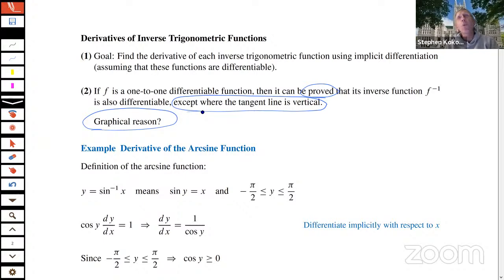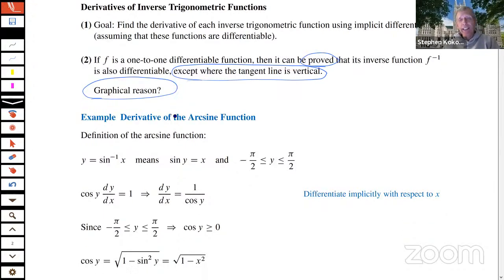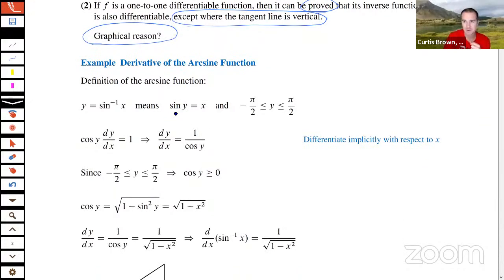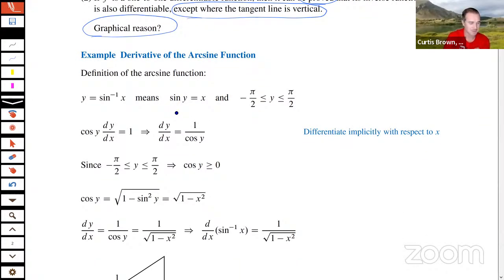So f is one-to-one and differentiable. Therefore, it has an inverse, and its inverse is differentiable, except it might have a vertical tangent line somewhere. I wonder if there's a relatively easy example of that. All right, so there's two questions out there, and let's start by watching the chat. Let me know if an example pops up here, because I'm sure someone's going to give you one. Okay, good. Let me know.